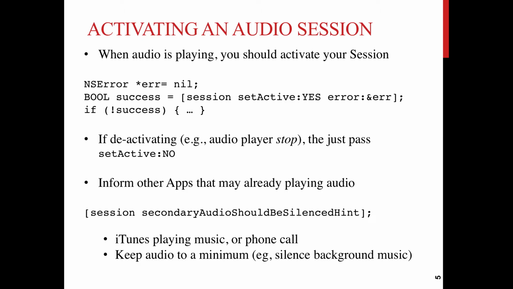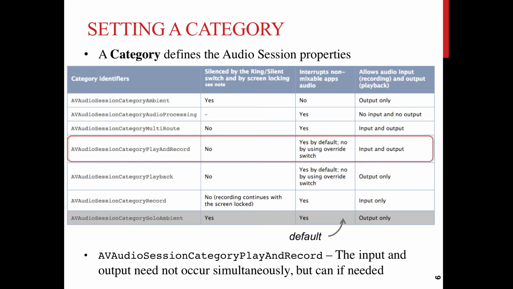Another thing that you can set is the secondary audio should be silenced hint. It's called a hint because it's not a directive, right? You can tell iOS that you prefer that other audio be silenced when your audio is playing. It may not happen 100% of the time, but you can at least request it to give the user. iOS wants to give the user the best user experience. They really do. So you should take advantage of using the session fully, the AV audio session, so that your app acts nicely with all the other apps.